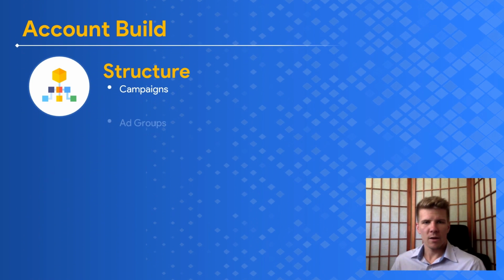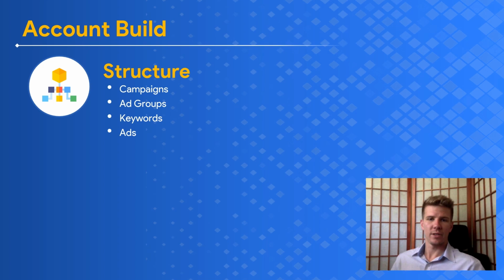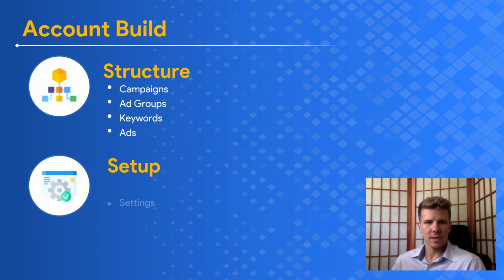Then we'll talk about the account build, which has two different parts: the structuring of the account as well as the setup. And structuring, we're just going to go over how to have different campaigns, when you would want to make different campaigns, as well as different ad groups. We'll talk about keywords and their match types and their intent and which keywords to use, as well as ads and how to test your ads. Setup, we're going to be going over just key settings, targeting, bid strategies, conversions, etc.